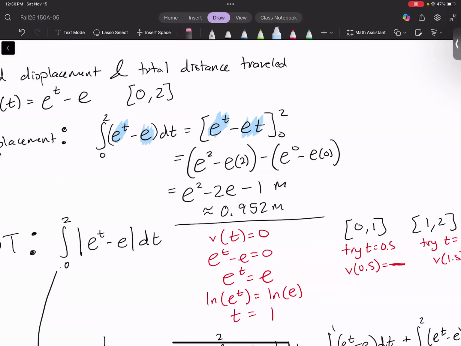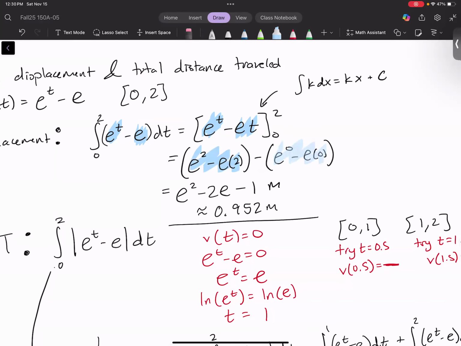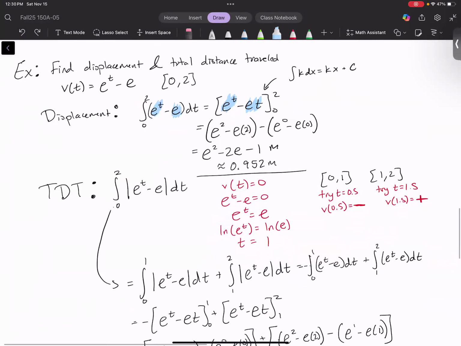So then what's the antiderivative of negative e? It's negative e times t. Hopefully you got that. If you didn't, hopefully you understand now. The antiderivative of a constant dx equals that constant times x, and then the plus c if you're doing an indefinite integral. Then I plugged in the bounds, so plug in 2 minus plug in 0, and then do all that algebra, and we get about 0.952.